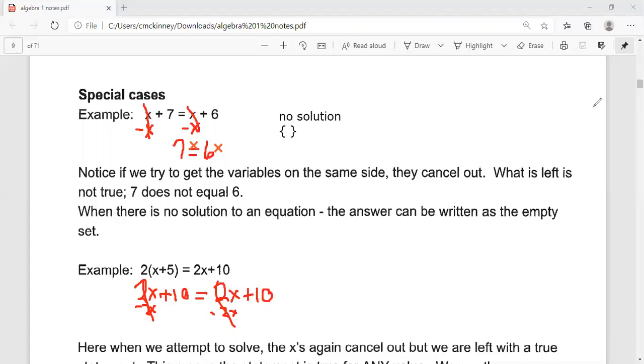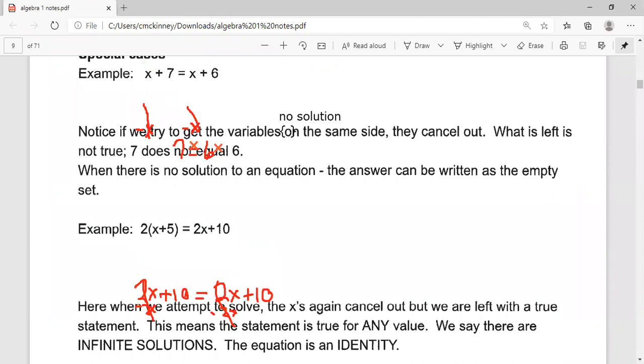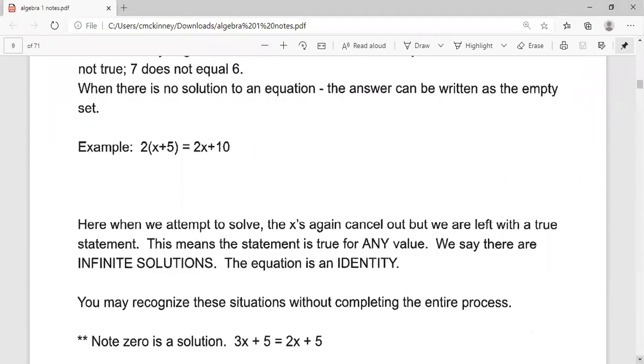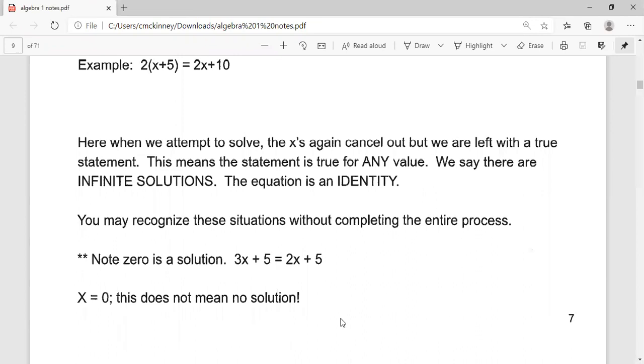So in a situation like that, it's not that there's no solutions, it means there are infinite solutions. Okay, so you see what I have down there, infinite solutions. So that means like any real number. There are multiple numbers that make this true. Those kind of equations are called identities. Remember, like identity property? Maybe you remember, maybe you don't.